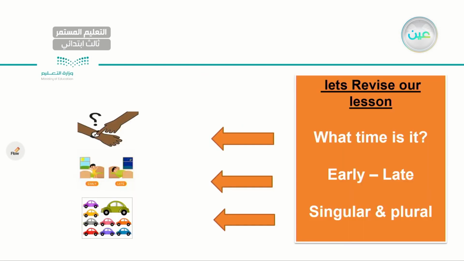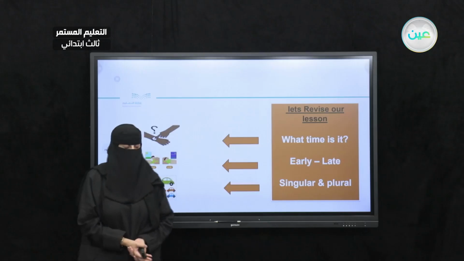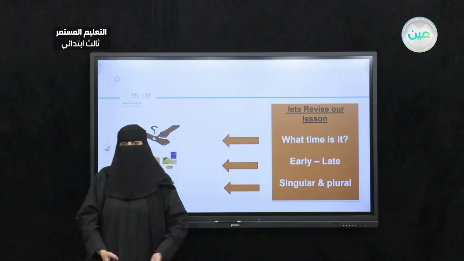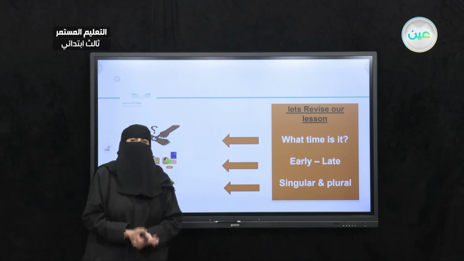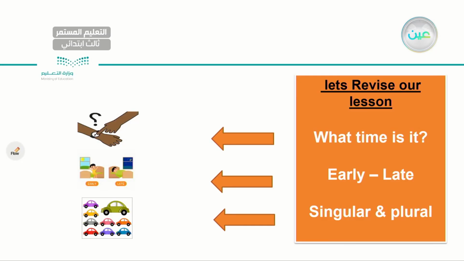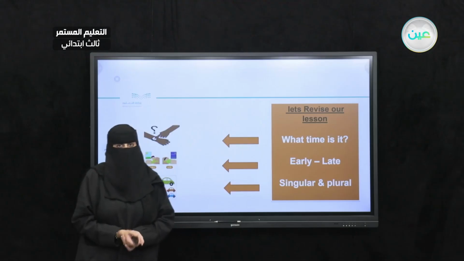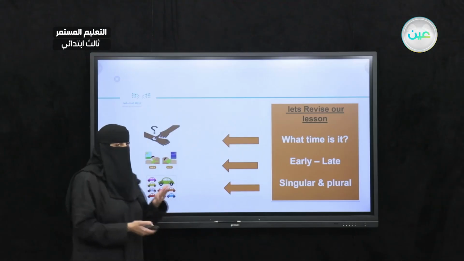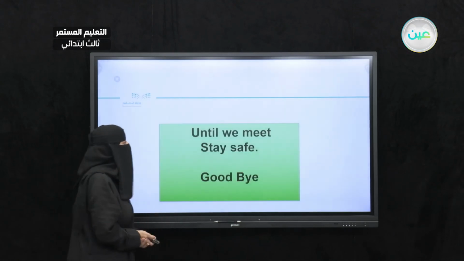Now, let's try to revise what we have learned in this lesson. In this lesson, we practiced asking the question, what time is it? Also, we introduced 2 important words, early and late. Remember, never go late. Always be early. And also, we introduced irregular singular and plural nouns such as man, men, woman, and women.